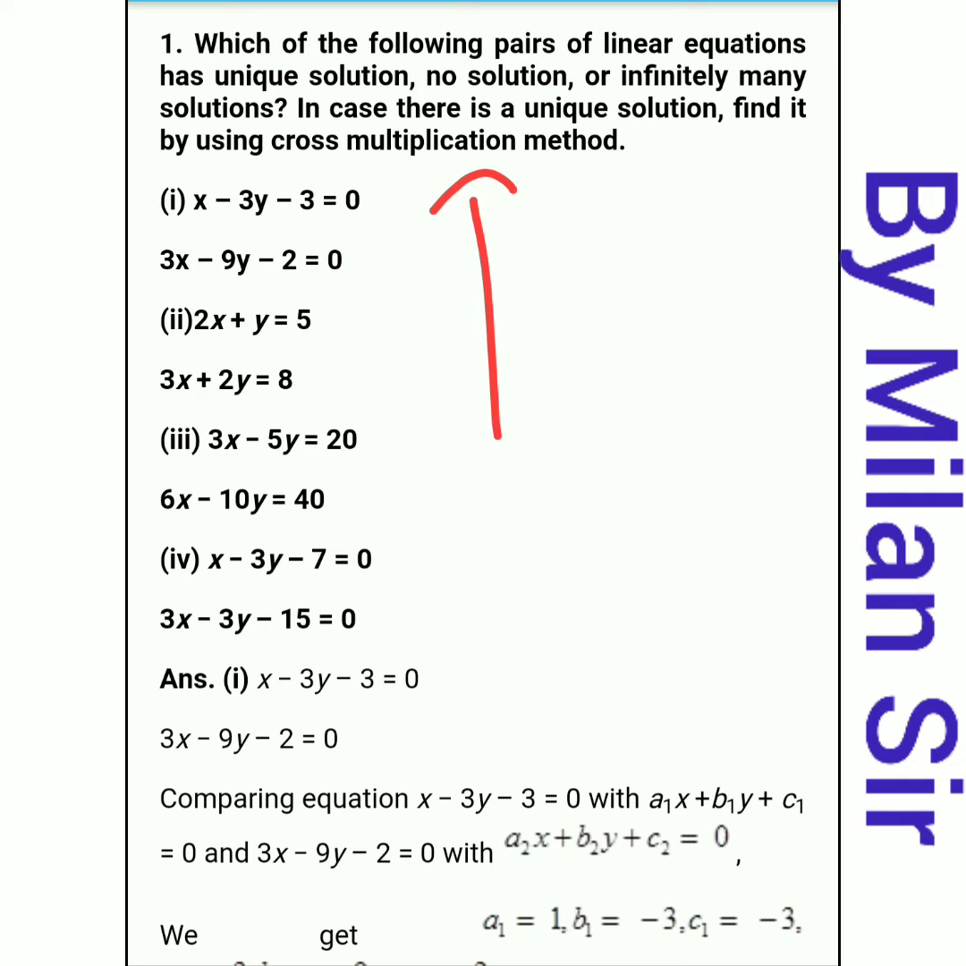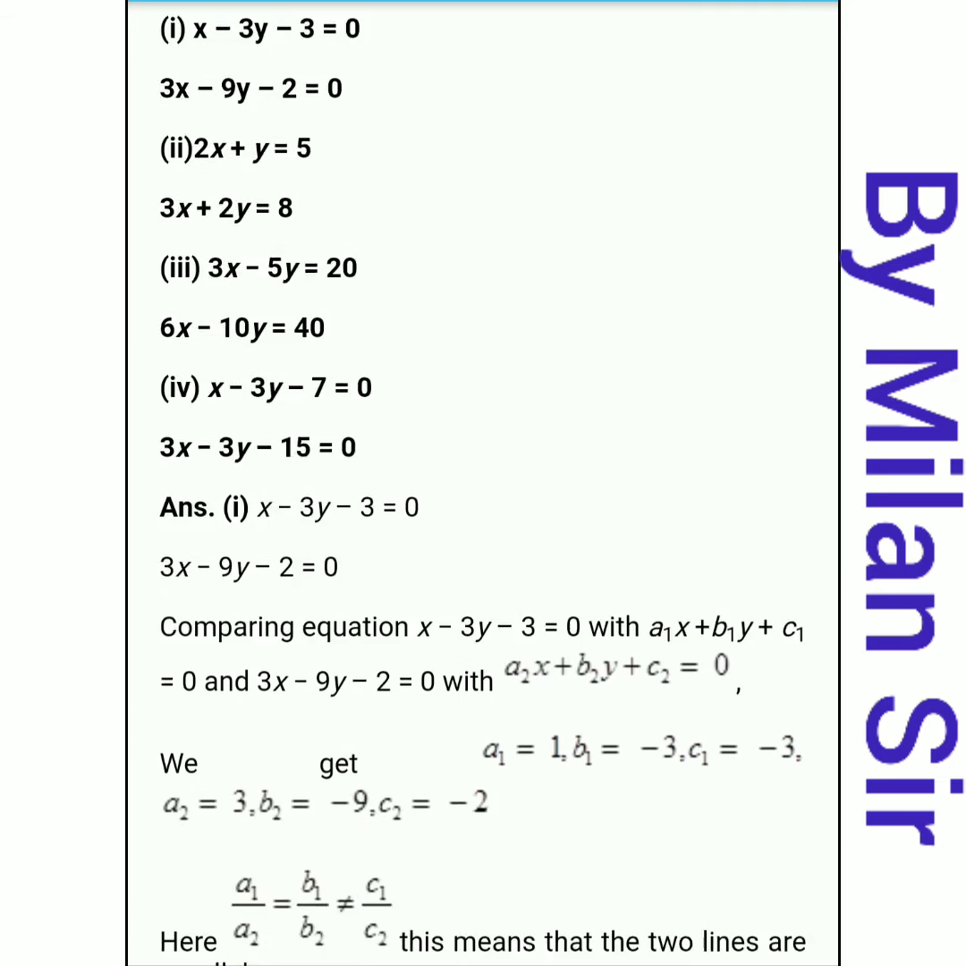That means which of the following pairs of linear equations has a unique solution, no solution or infinitely many solutions. Okay, this thing we already learned. But if it is given here that there is a unique solution, we need to find the solution by the cross multiplication method. So let's start with question number 1.